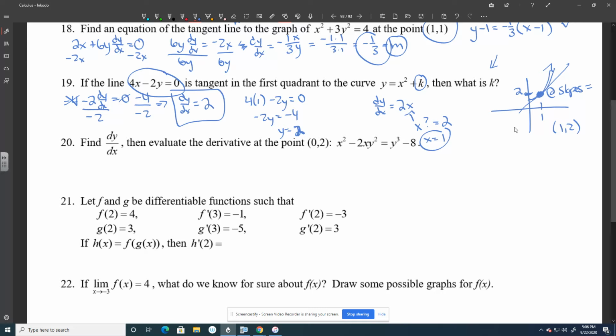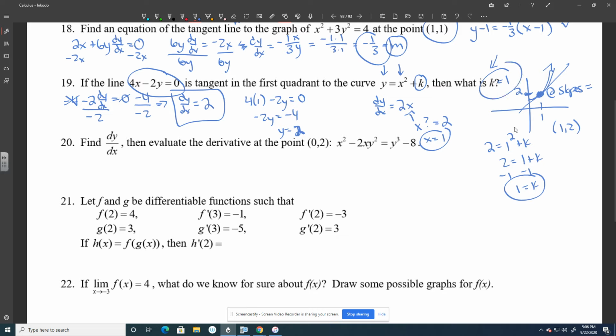Which still doesn't get me what I need, but it does give me my y value and my x value for this function. I know that my y is going to be 2 and my x is going to be 1. Now I can figure out what the k is, because 2 equals 1 squared plus k. So 2 equals 1 plus k. So when I minus 1 from both sides, k is equal to 1.